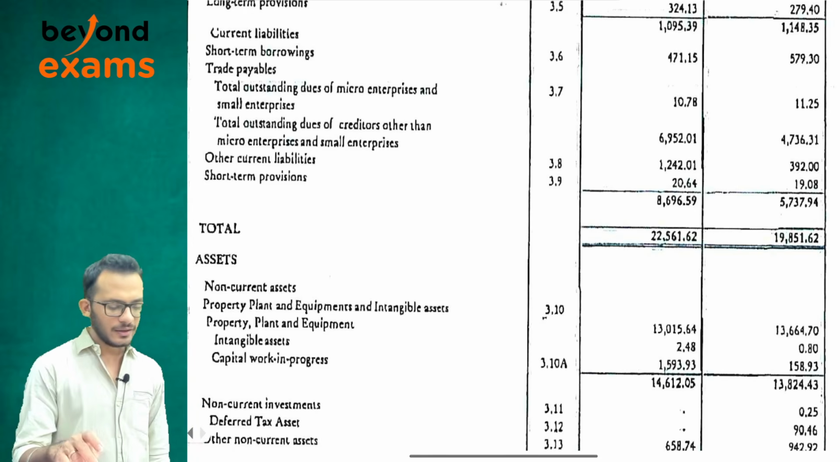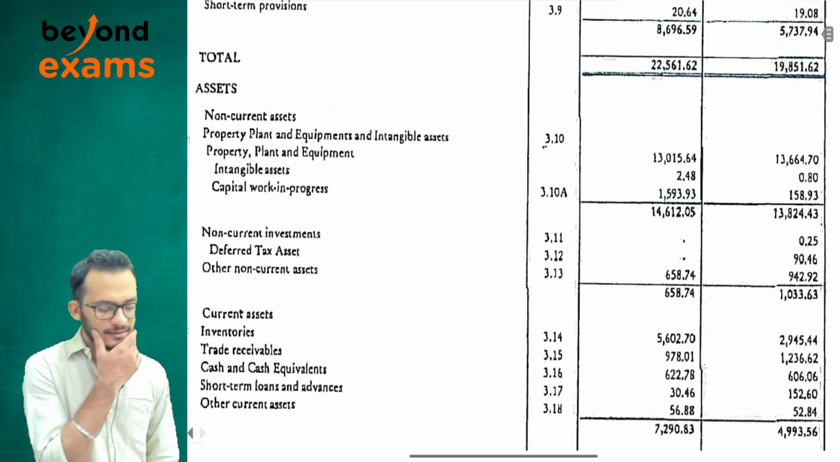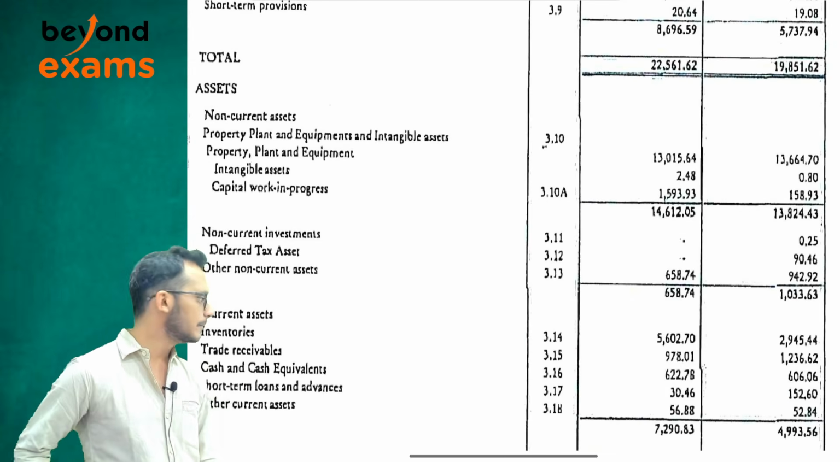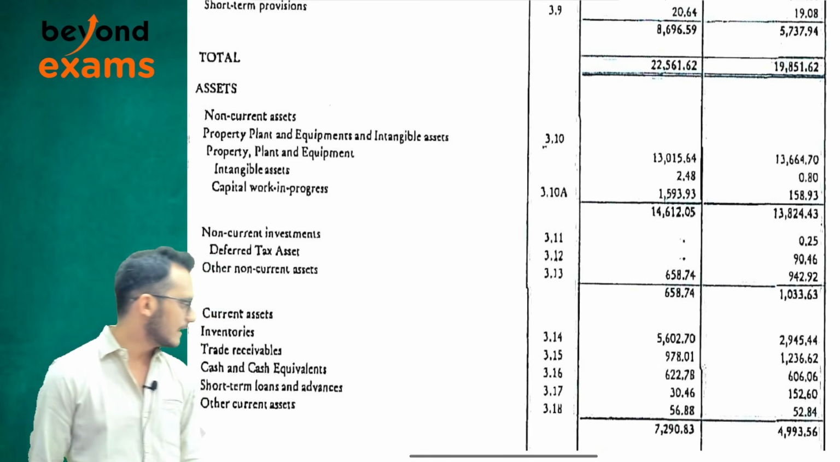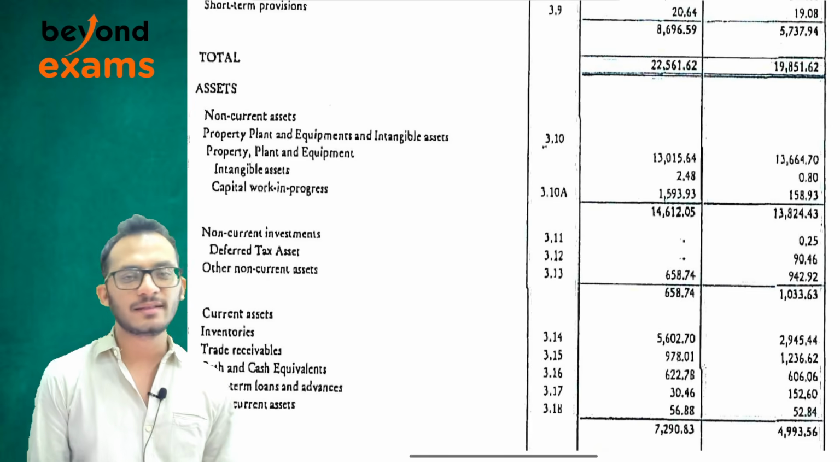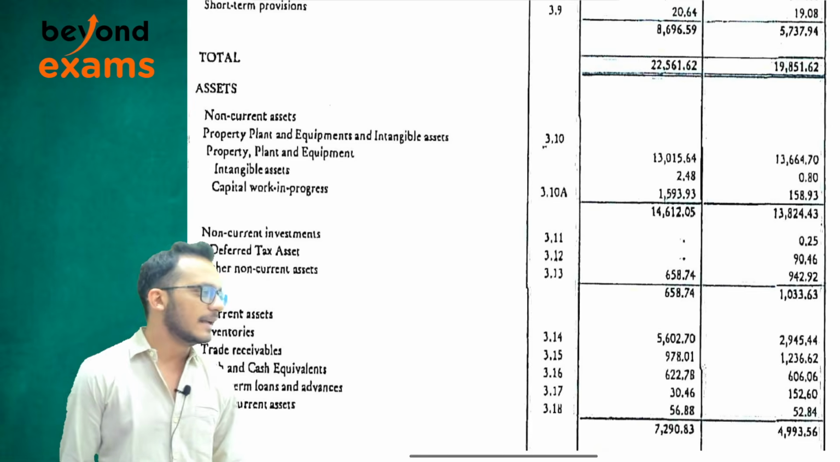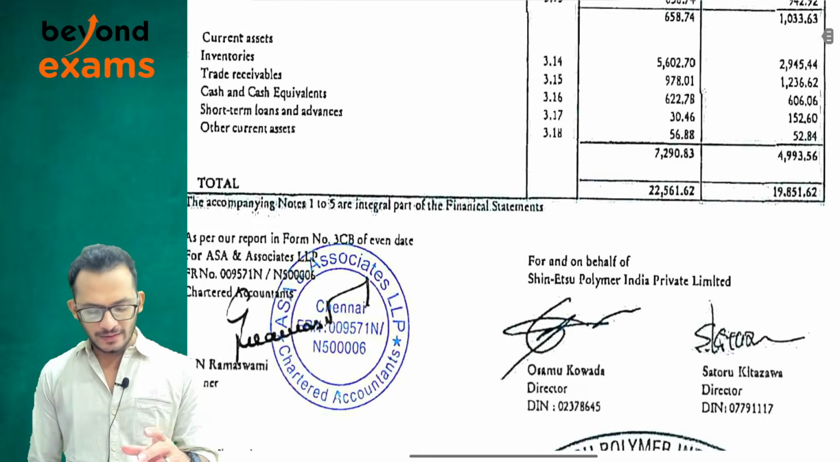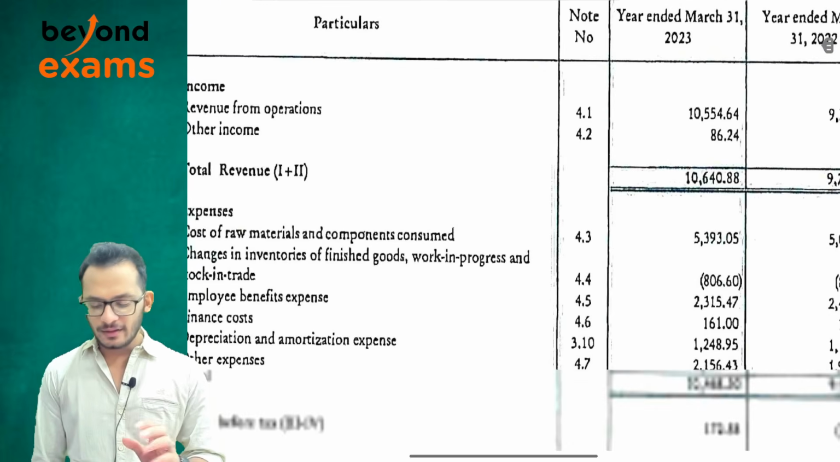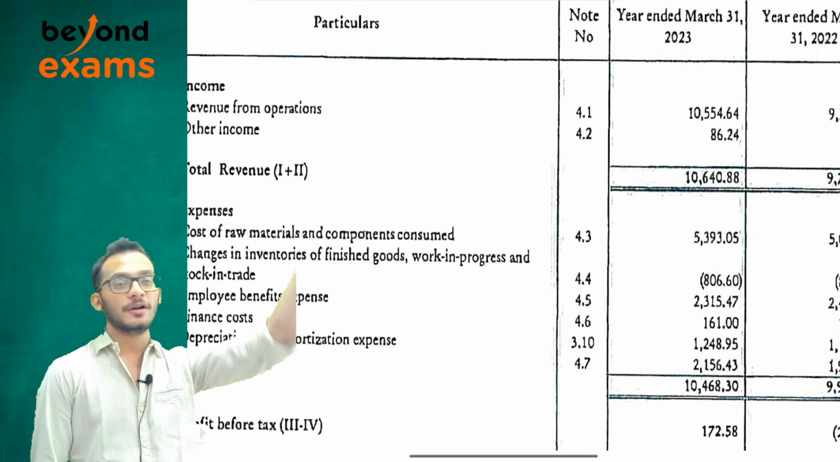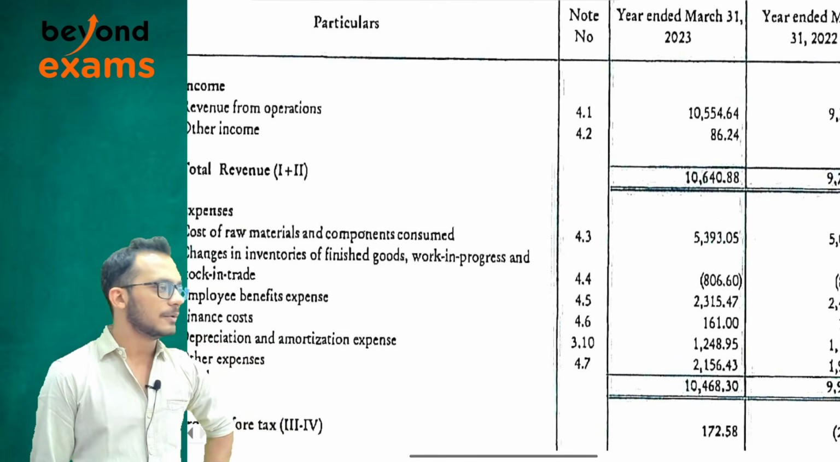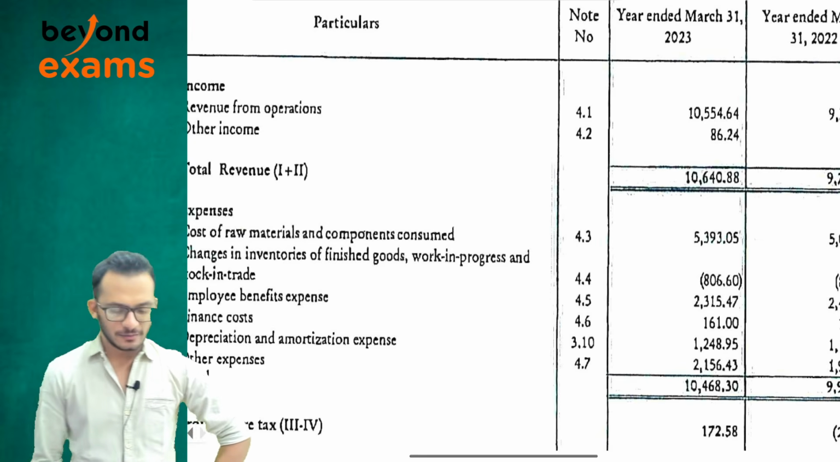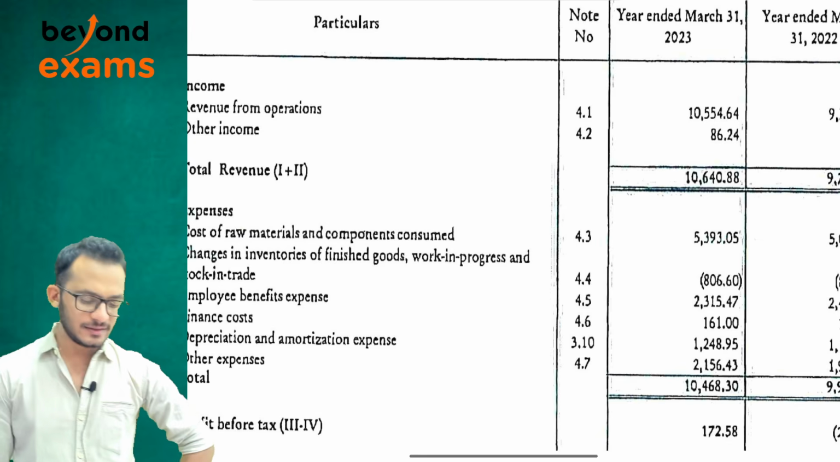Next we have non-current investments, deferred tax asset, other non-current assets, and simple things like inventories, trade receivables, cash and cash equivalents, short-term loans and advances, and other current assets. Nothing of extreme importance; we will discuss when we look at the notes carefully. Then we have the P&L statement. Here is where your starting point comes for your PGBP computations.